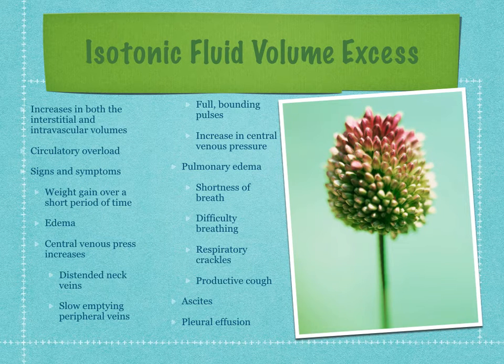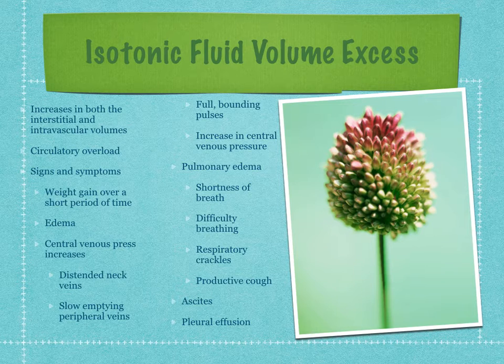When we look at isotonic fluid volume excess, we see increases in both the interstitial and intravascular volumes. Often, if it gets excessive, it can become something we call circulatory overload, and that becomes a really big problem. The signs and symptoms of isotonic fluid volume excess are weight gain over a very short period of time. We may see edema, and what's interesting is that if it's a chronic condition, it may actually hide the fact that this person isn't eating properly. And they may not be eating properly because of other symptoms that go along with this.